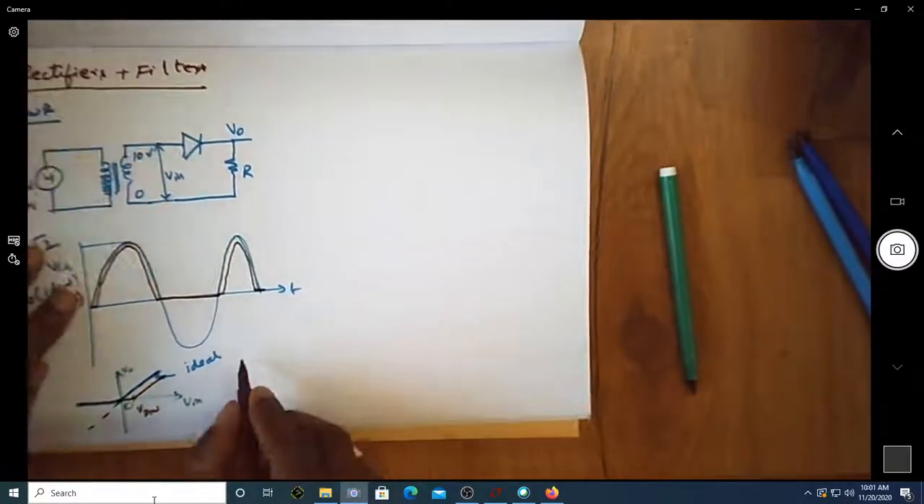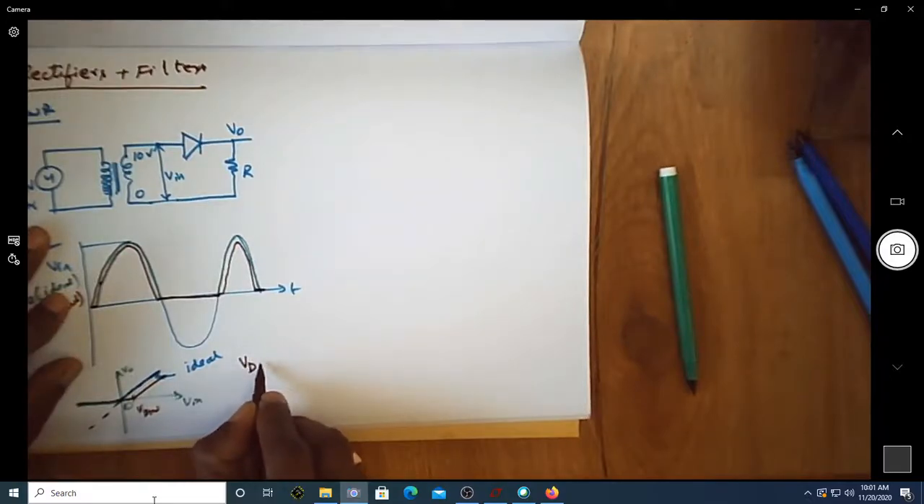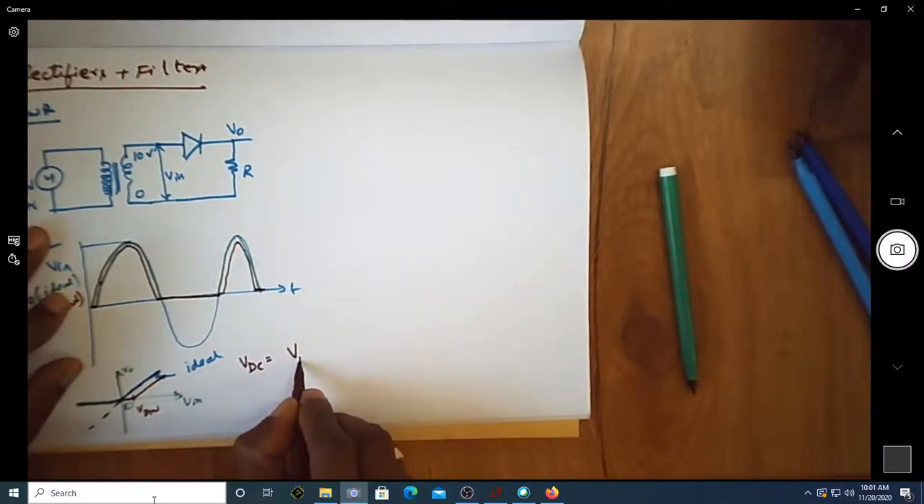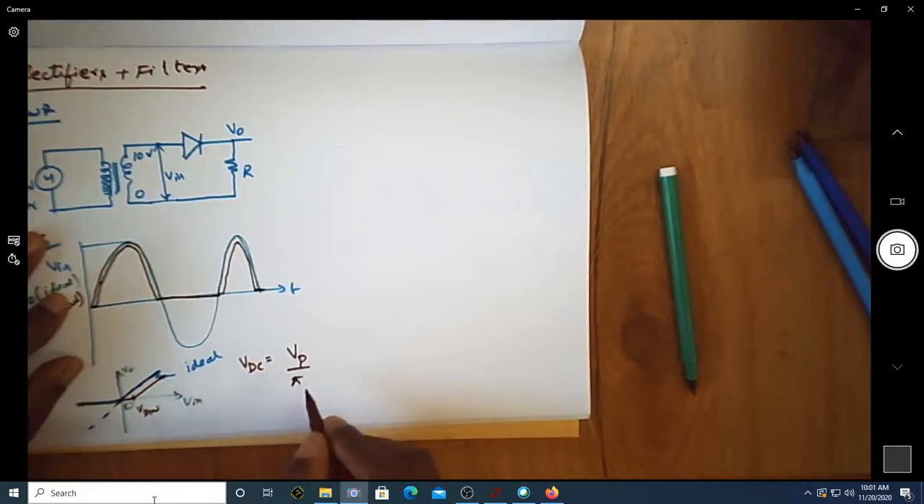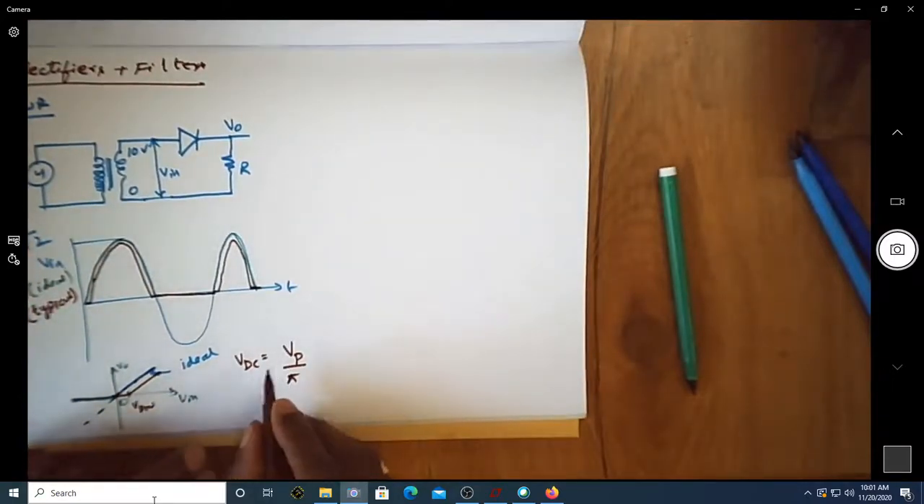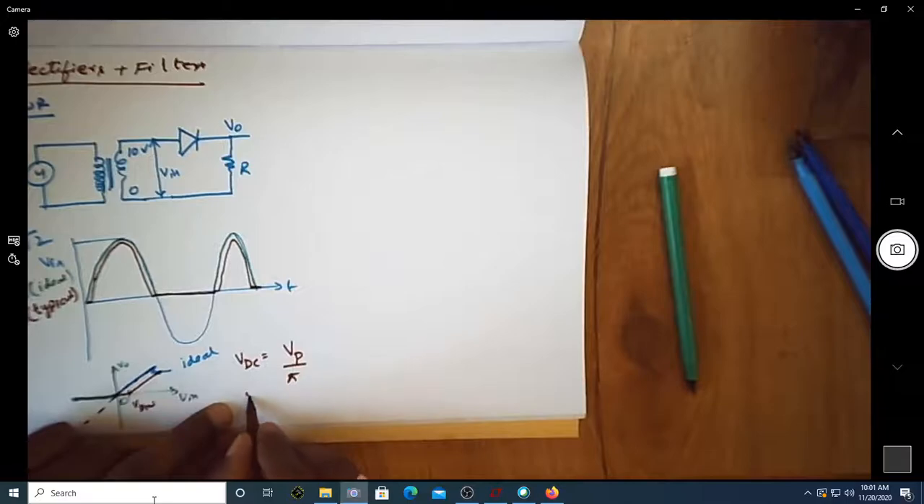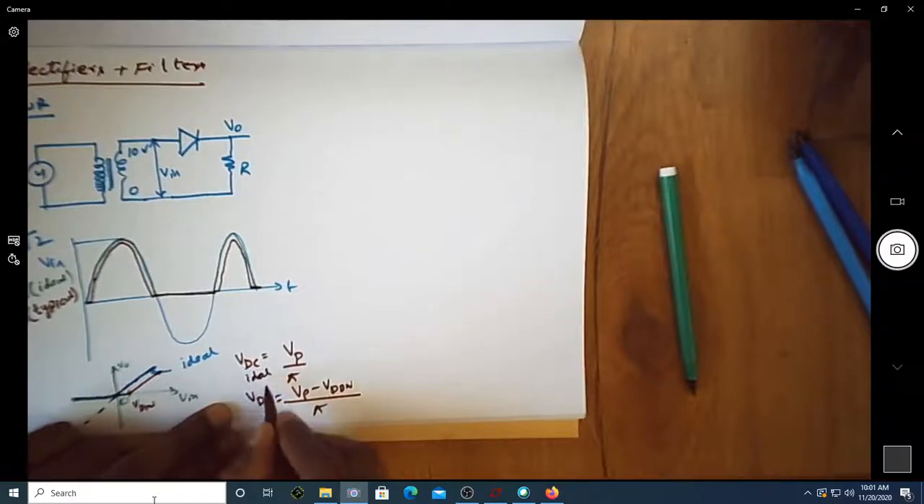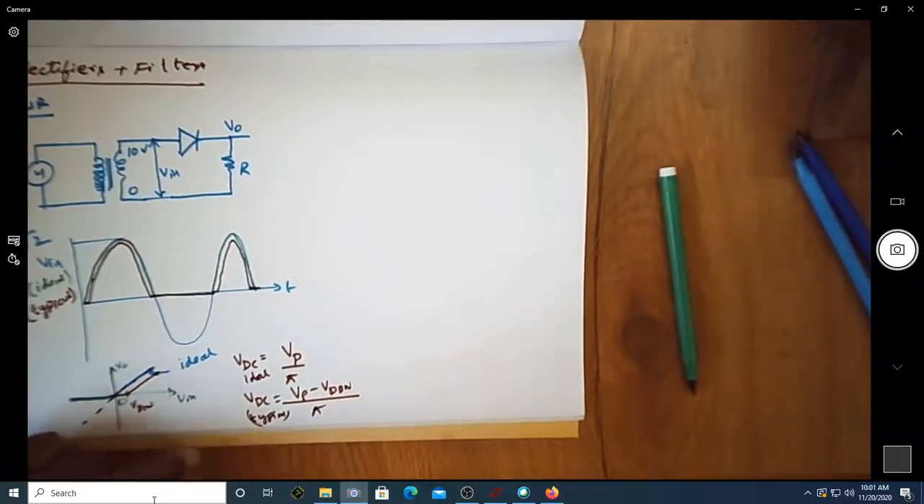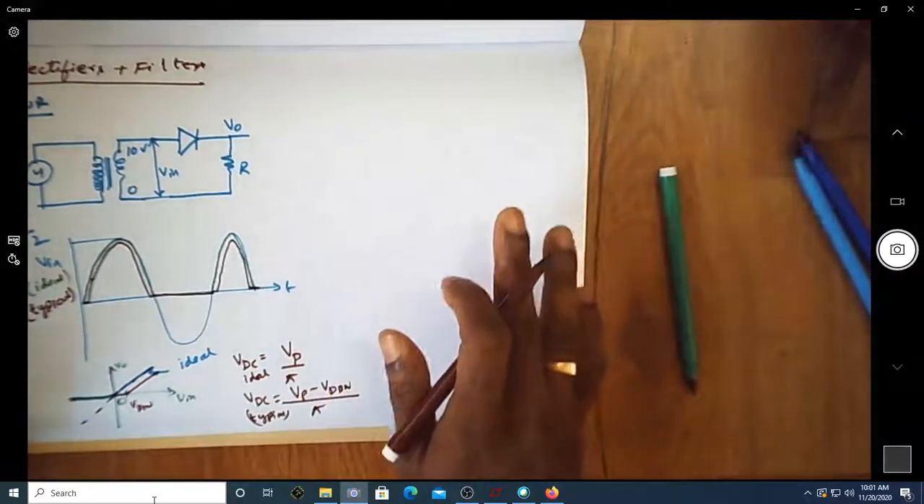And the DC voltage over here, VDC, will be given by V peak by pi. So this is the DC voltage you are going to get under the ideal case. Under the typical case, VDC is equal to VP minus VD on, divided by pi. So this is the ideal case, and this is the typical case. This is considering it as a pure sine wave.